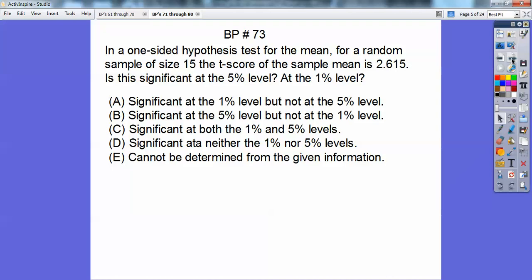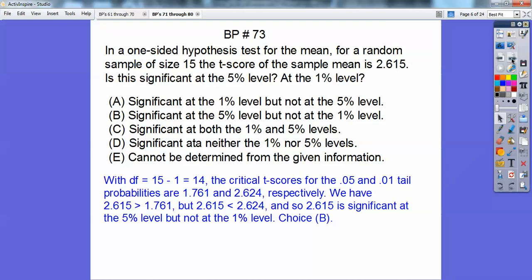All right, now a one-sided hypothesis test for the mean, a random sample of size 15. The t-score of the sample mean is 2.615. Is this significant at the 5% level? Is it at the 1% level? All right, so with 15, your degrees of freedom is 14, and your critical t-scores for the 5% and the 1% probabilities at 14 are 1.761 and 2.624 respectively.